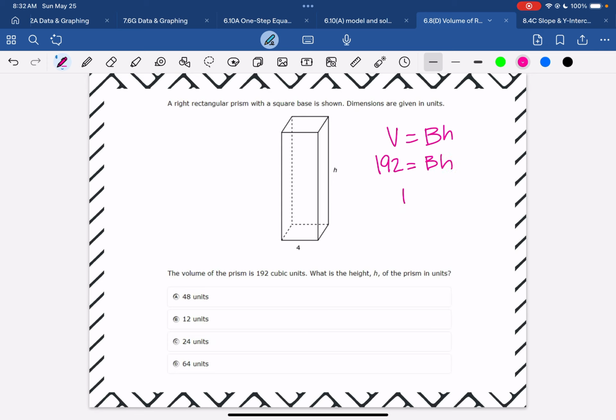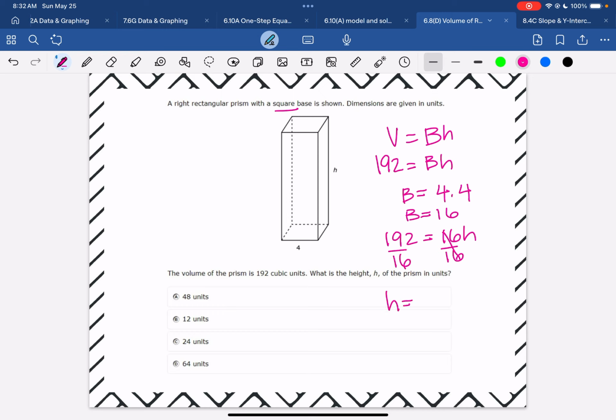So it did tell us square, so that means it's side times side, or 4 times 4 to get the area. And that gives us 16 for the area of the base. So what I'll do is plug it in, and we'll end up with a one-step equation. So 192 is equal to 16 times h. And what we do is use inverse operations to isolate the height by dividing both sides by 16.